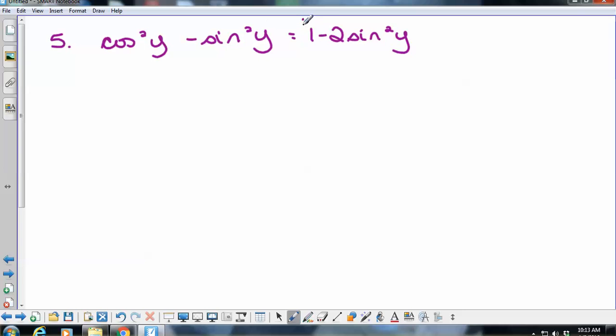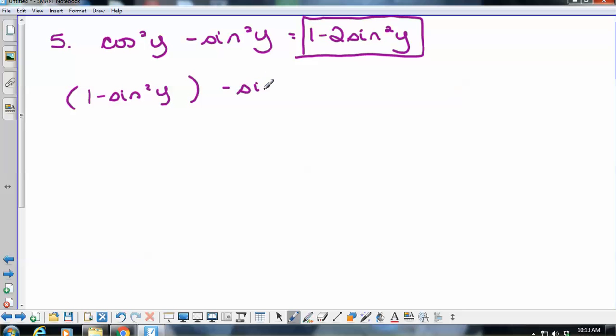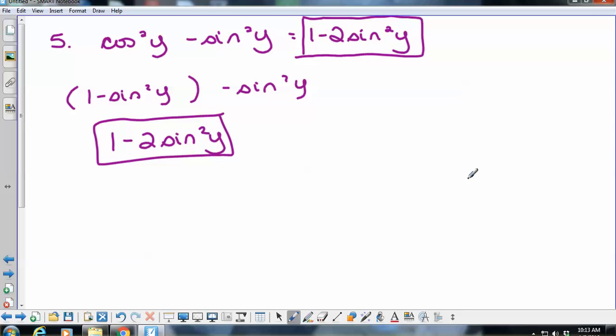So, if we box in the right-hand side, because the left is a little bit uglier, has more functions, 1 minus cosine squared, cosine squared is equal to 1 minus sine squared y. That was one of the identities. So then combine like terms, so you get 1 minus 2 sine squared y, which is what we wanted. That was fun.